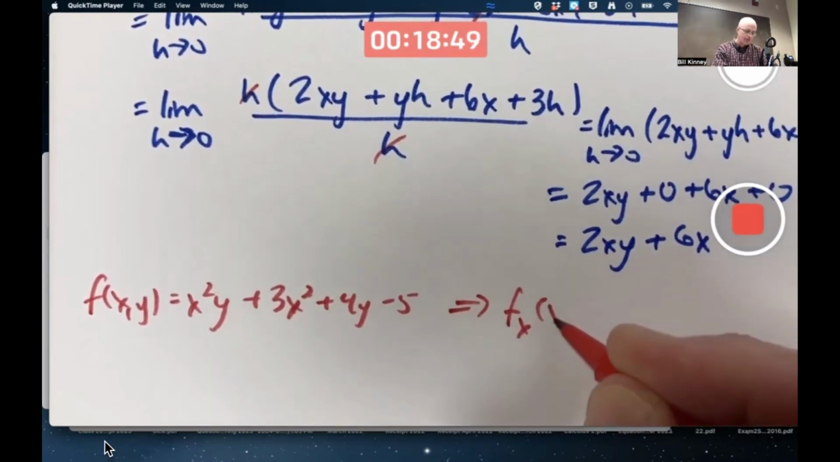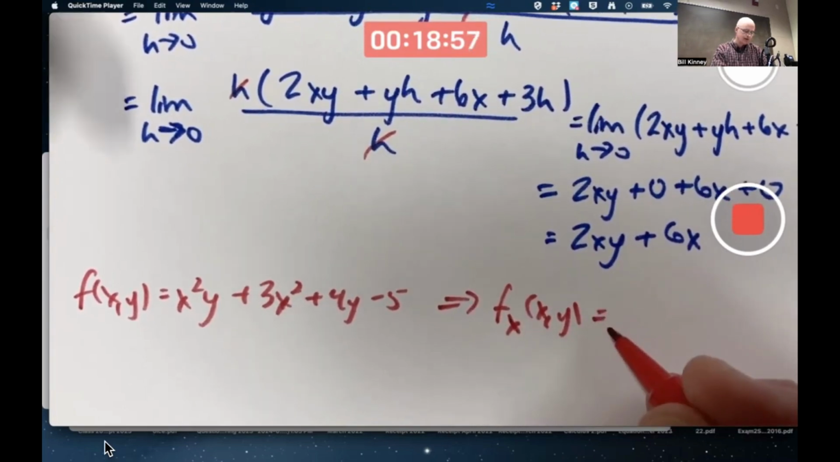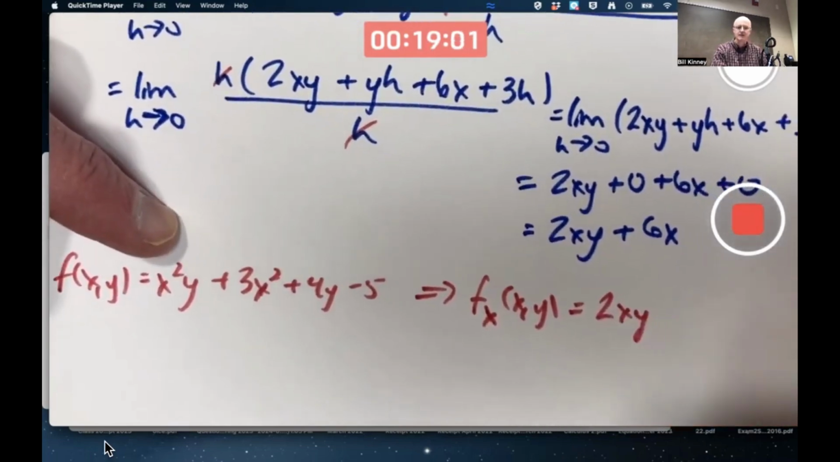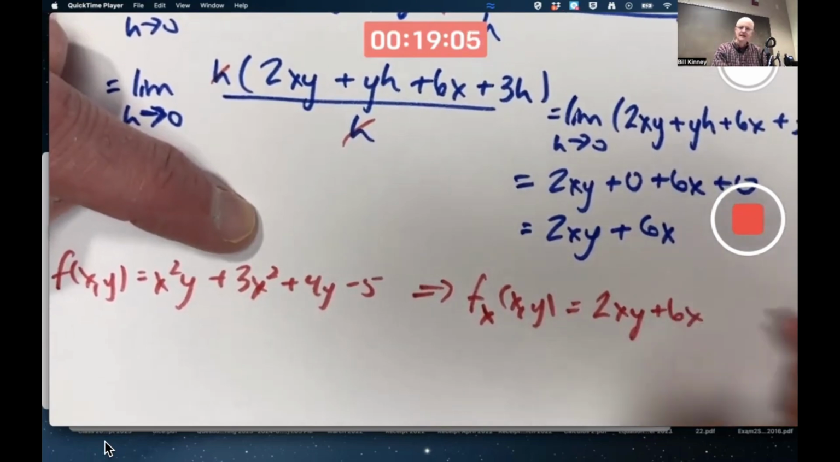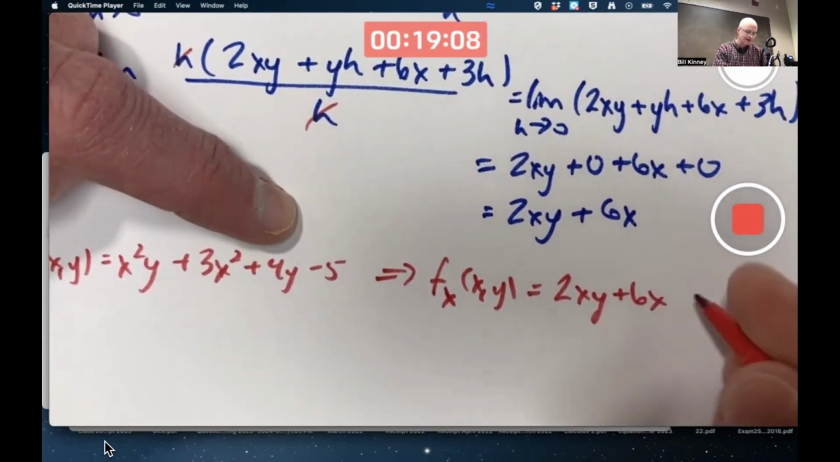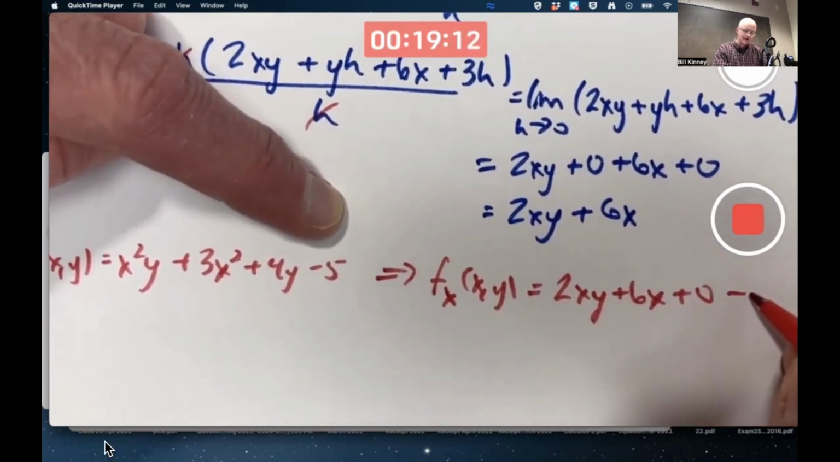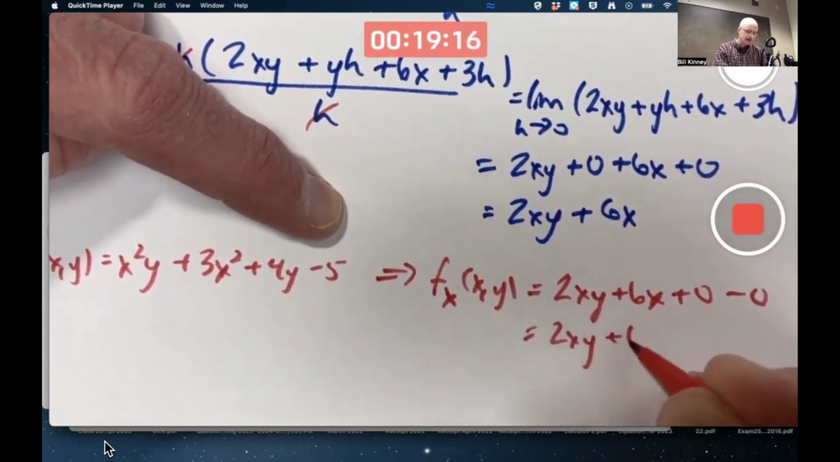I will probably do this notation mostly for my partial derivative. Differentiate that with respect to x, get 2xy, or 2yx if you prefer. Differentiate that with respect to x, get 6x. Differentiate this with respect to x. There's no x there, so it differentiates to 0, and so does that. And I got the same answer, 2xy plus 6x.